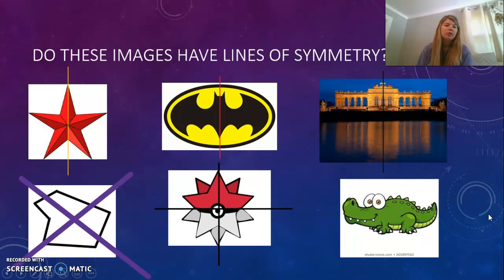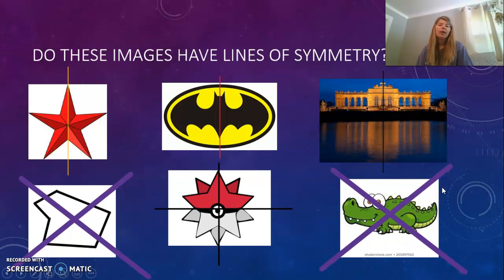All right, now how about this picture of this little alligator? Does it have any lines? No, there's no way that we can fold it to make it look the same on each side.